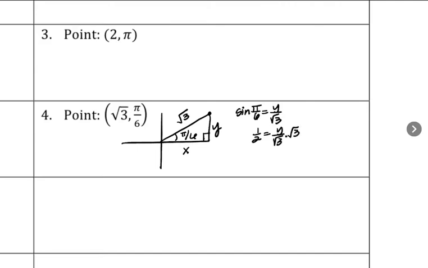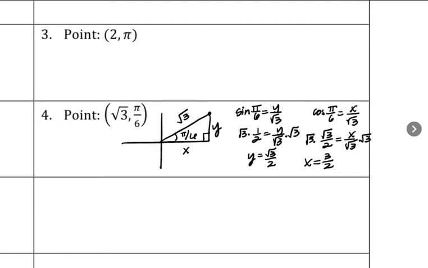Multiply both sides by radical 3 to isolate the y, and I get that y equals radical 3 over 2. Cool, let's do the same thing with cosine. Cosine of pi over 6 equals x over radical 3. Again, that's just adjacent over hypotenuse. We know what the cosine of pi over 6 is. It's radical 3 over 2. Multiply both sides by radical 3 to isolate the x, and we get 3/2.